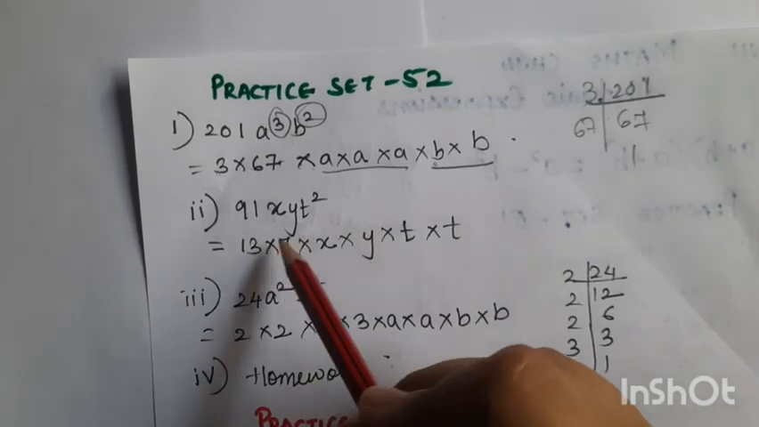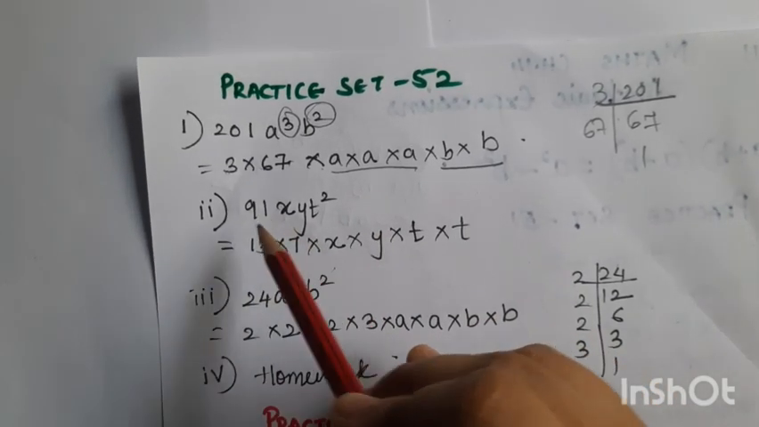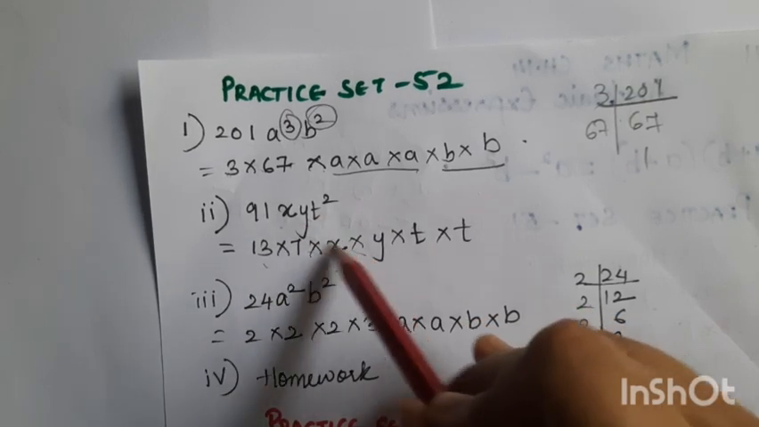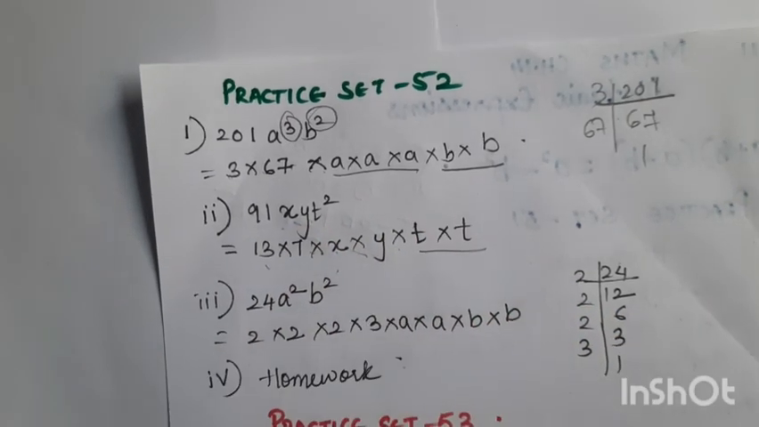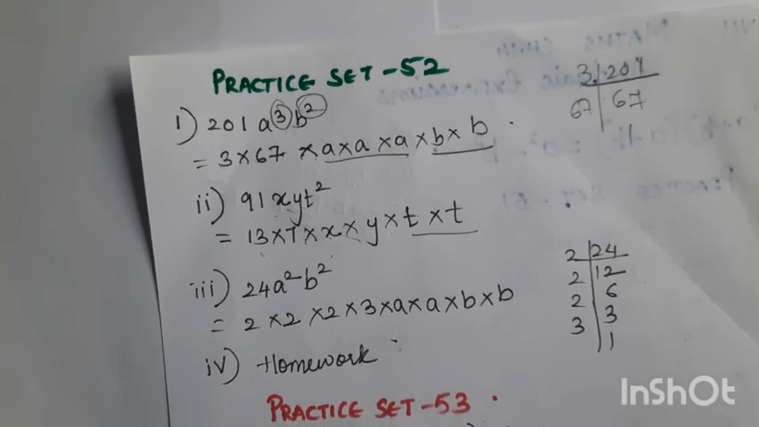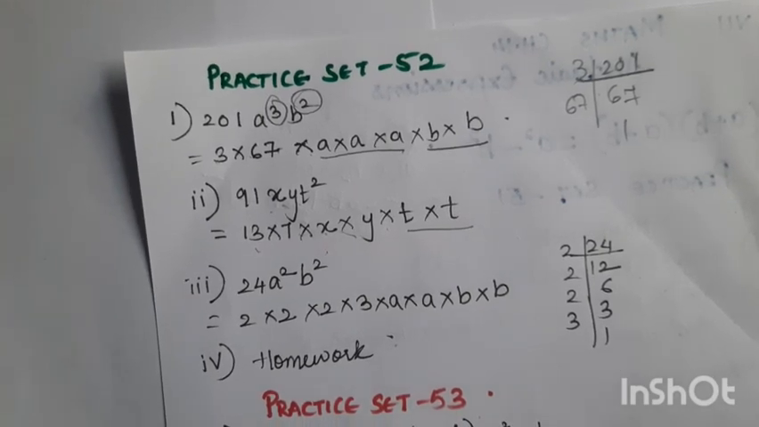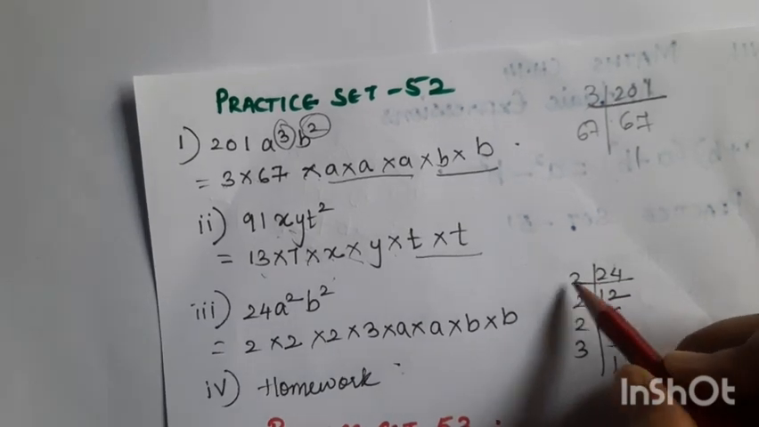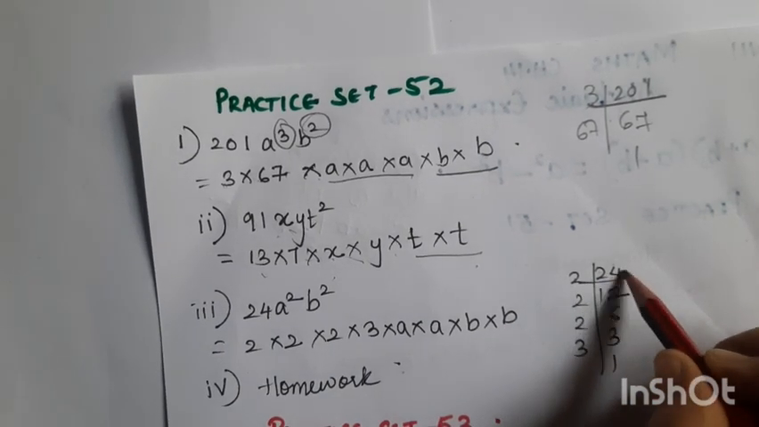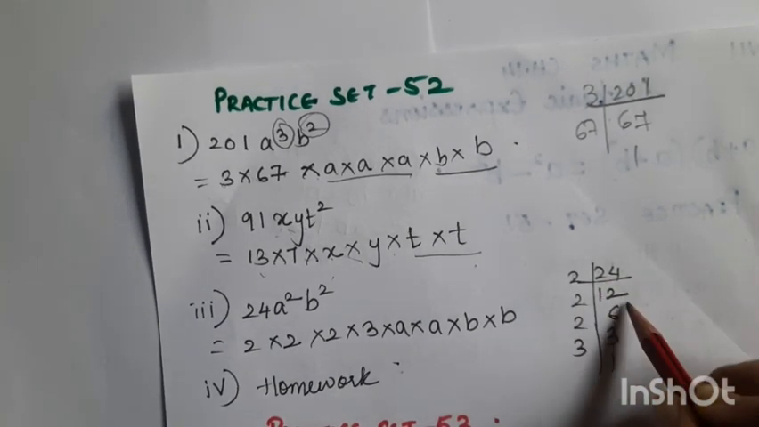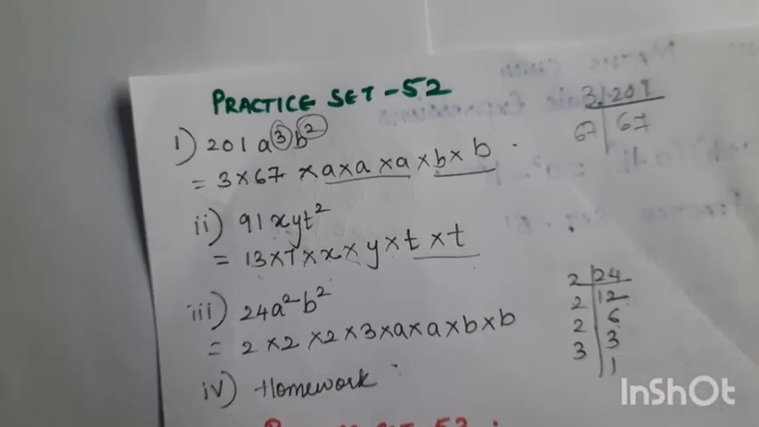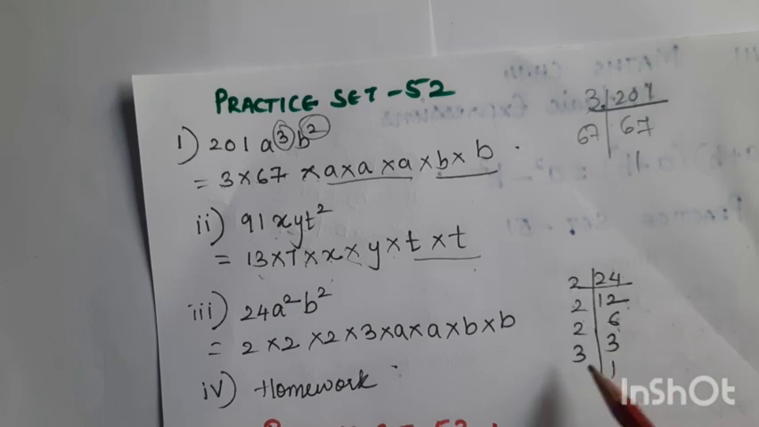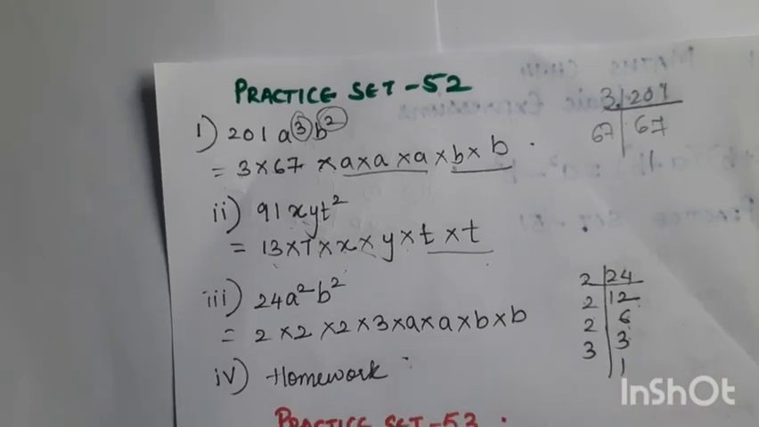Next, 91 x y t square. Factors of 91 you find out, you will get 13 into 7 into x into y into t into t. Okay. Next, 24 a square b square. Factors of 24 you will find: 2 ones are 2, 2 twos are 4, 2 sixes are 12. Then next, 2 threes are 6 and 3 ones are 3.